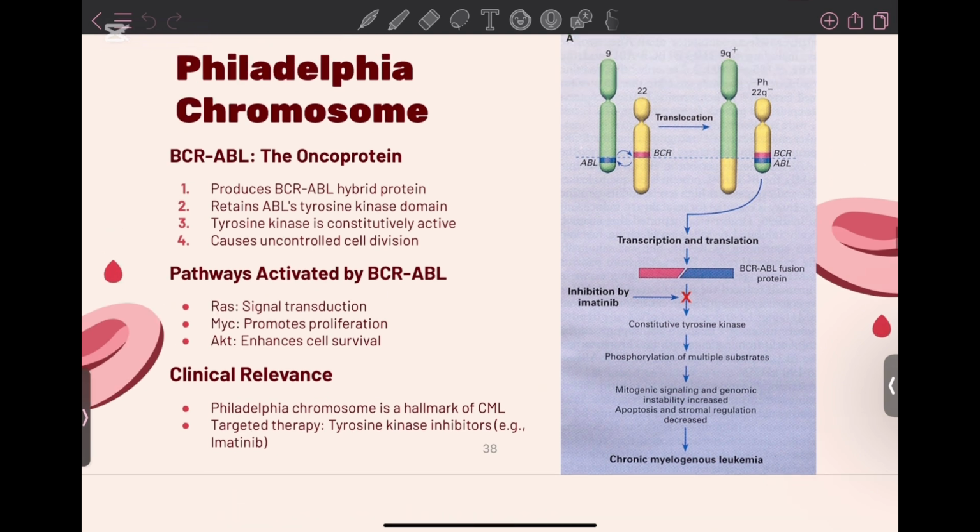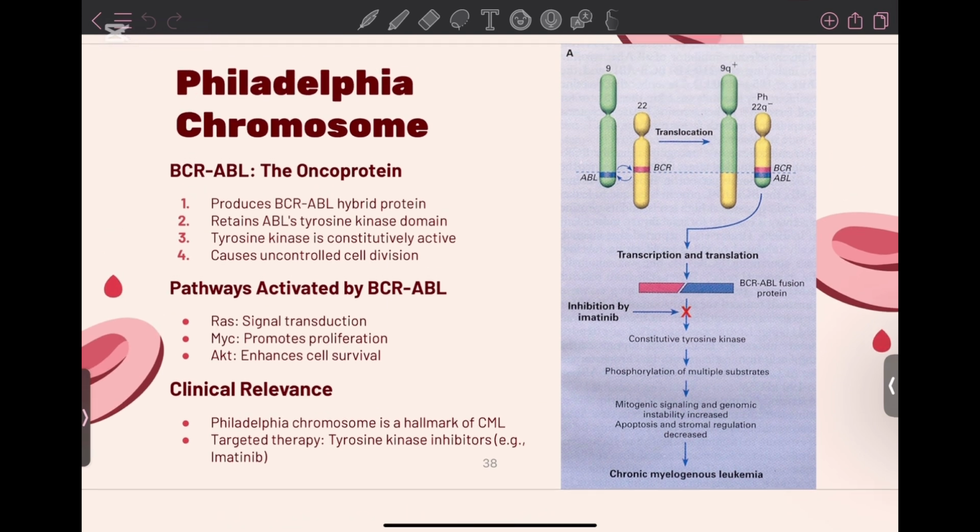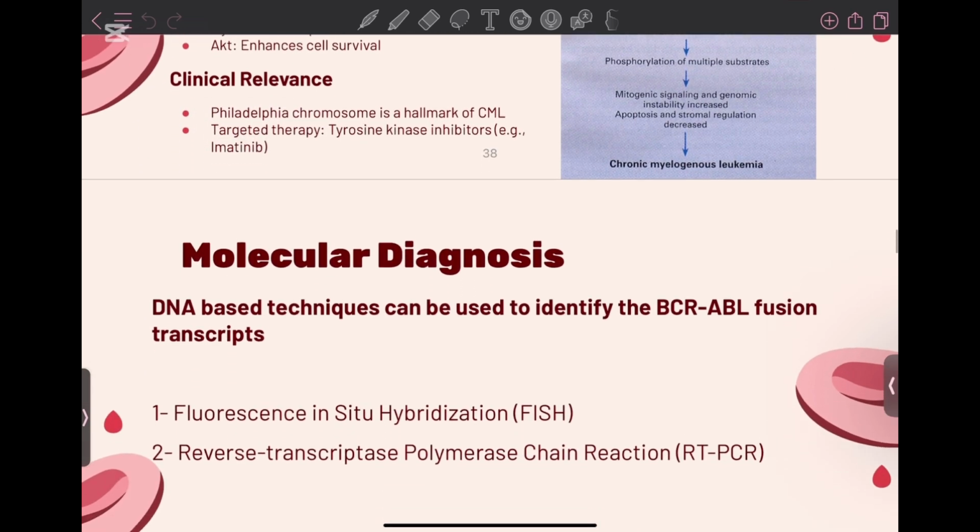Now, the clinical relevance of this is that the Philadelphia chromosome is the hallmark of CML. And basically, based on the fact that we know this Philadelphia chromosome is related to the active tyrosine kinase, we'll be able to use targeted therapy by using tyrosine kinase inhibitors.